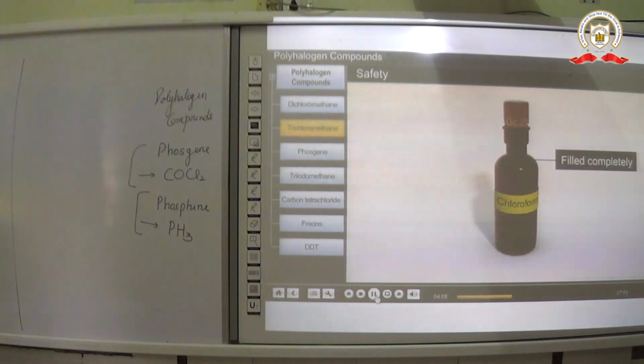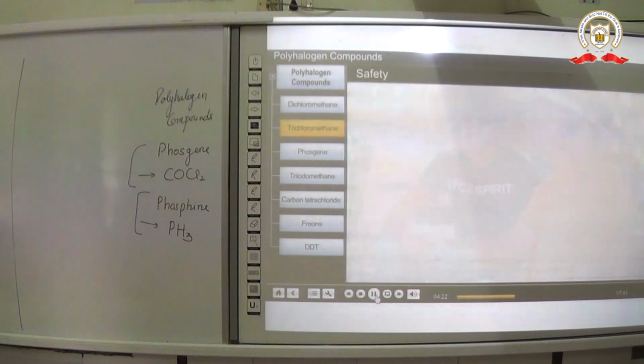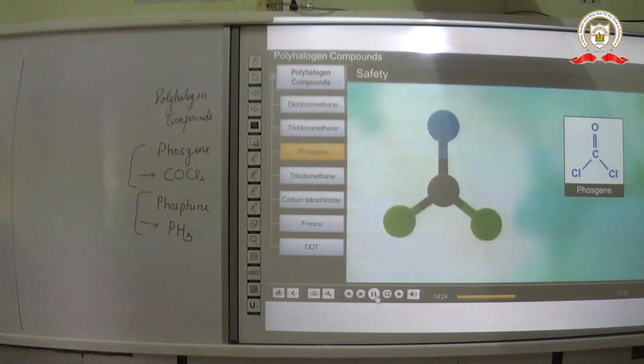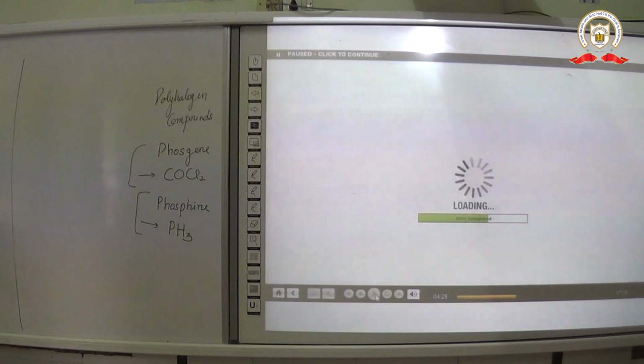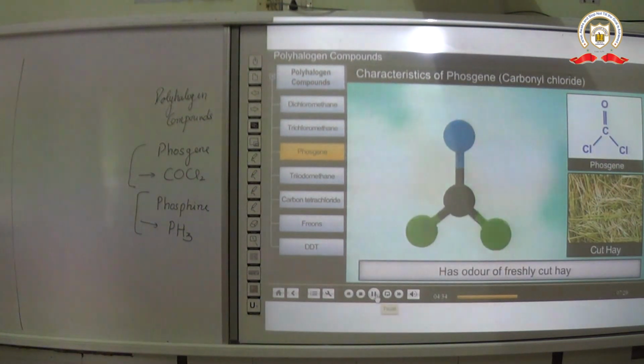The bottles are filled completely to keep air out. For the sake of safety, handle every bottle of chloroform as if it contains phosgene. Wear gloves and eye protection. There are several tests that you can carry out to determine the presence of phosgene. Phosgene, or carbonyl chloride, has a characteristic odor of cut hay.